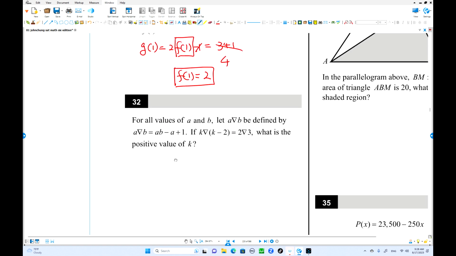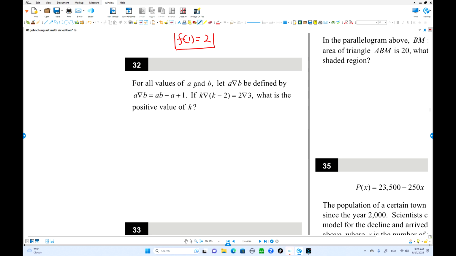Alright, this is number 32. For all values of A and B, this is a symbol operation. The operation is the product of the first two variables, minus the first one, plus one. This is the rule over here, and we have to follow this one.